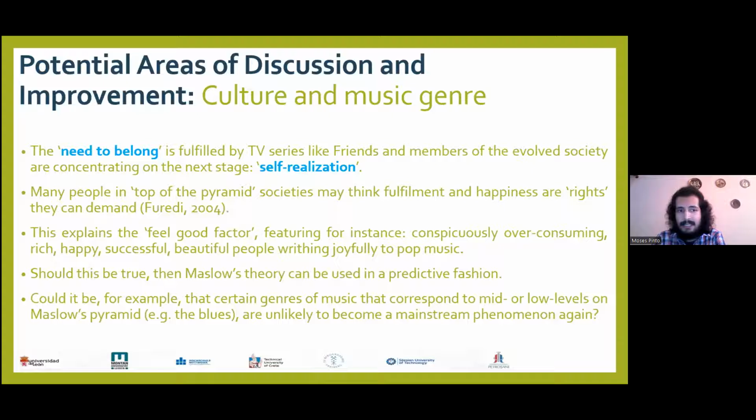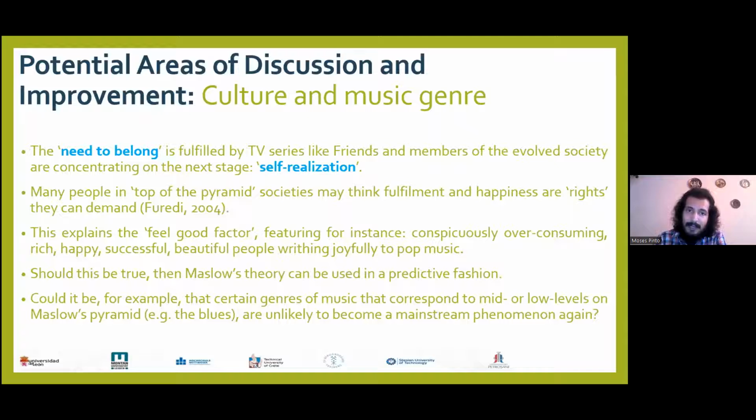Now, should this be true, then Maslow's theory can be used in a predictive fashion. For example, certain genres of music that correspond to mid or low levels on Maslow's pyramid, for instance the blues, are unlikely to become a mainstream phenomenon again.